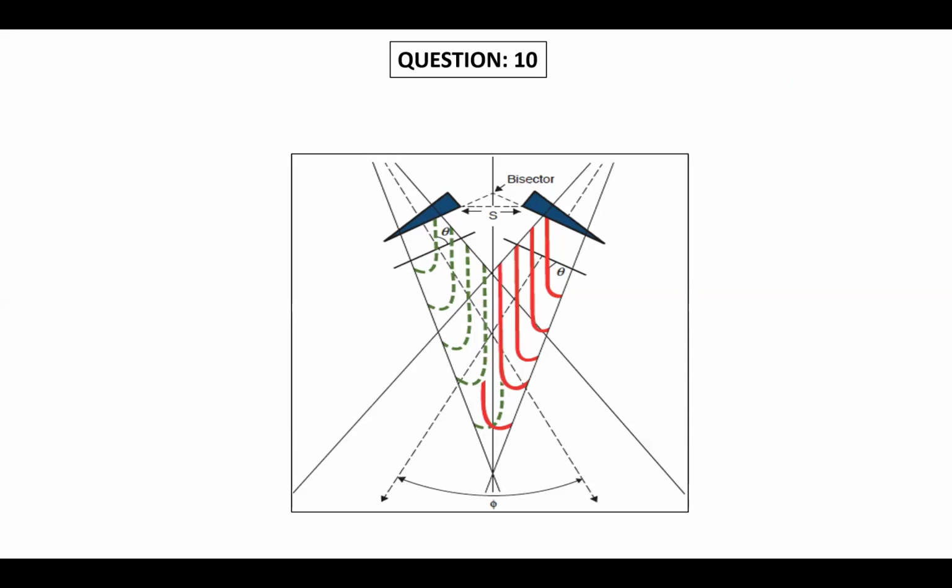That is 10 centimeter. Yes, sir. At 10 centimeter depth, the tilt of isodose line from the normal to the central axis.